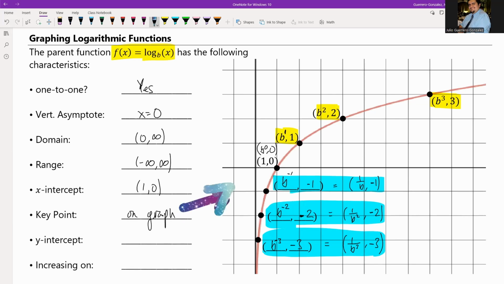At least for the first 1-2 times that you graph something with it, be a stickler about it. Put down the points. After that, we can let Desmos do everything for us. Y-intercept, none. In this case, there are no y-intercepts. It does not cross the y-axis. And then lastly, increasing, it's always increasing, from negative infinity to infinity.